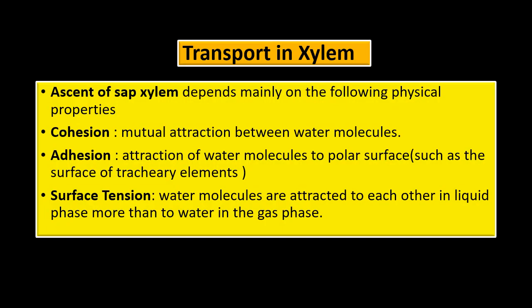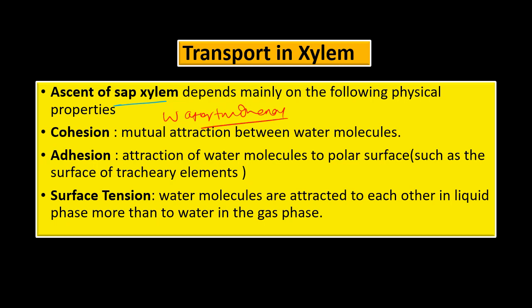The next concept is called transport in xylem. So what is transport in xylem? In transport in xylem, one concept is that the main component in xylem is known as xylem sap. This is called xylem sap. This xylem sap mostly contains water and minerals. Water with minerals.